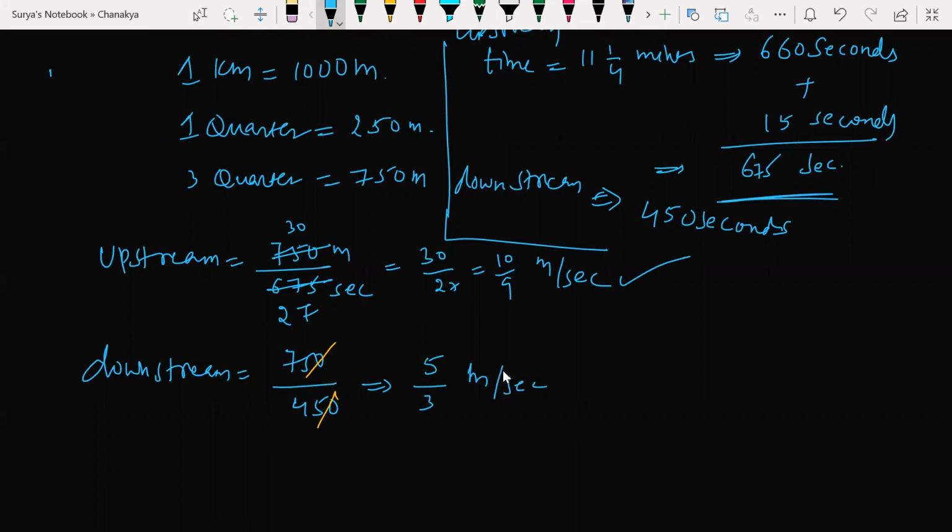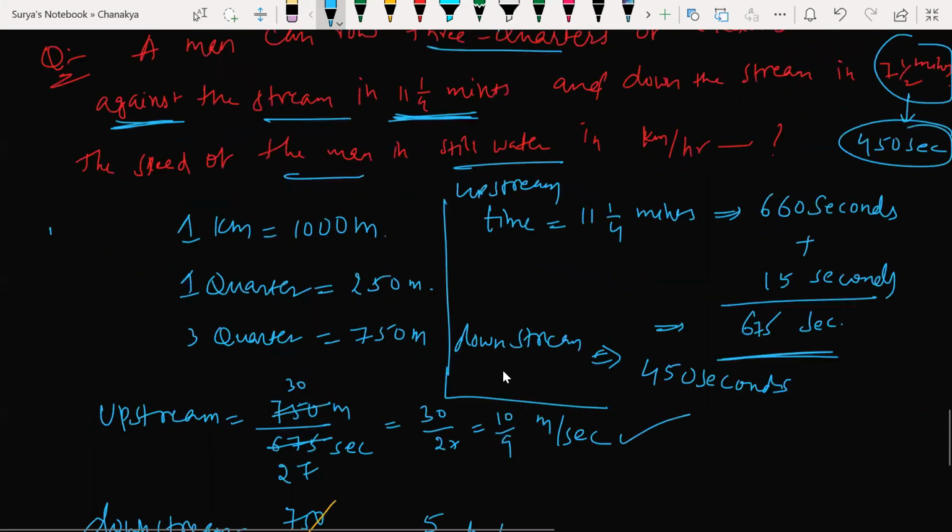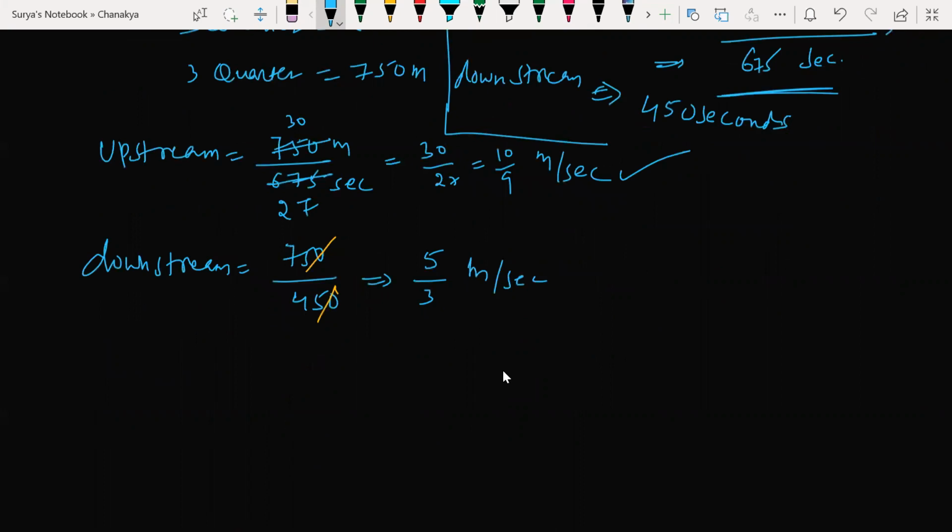5/3 meter per second. Am I correct? Yes. So what do we need here? We need the speed of the man in still water. What was the formula? Speed in still water is upstream plus downstream by 2, the average.